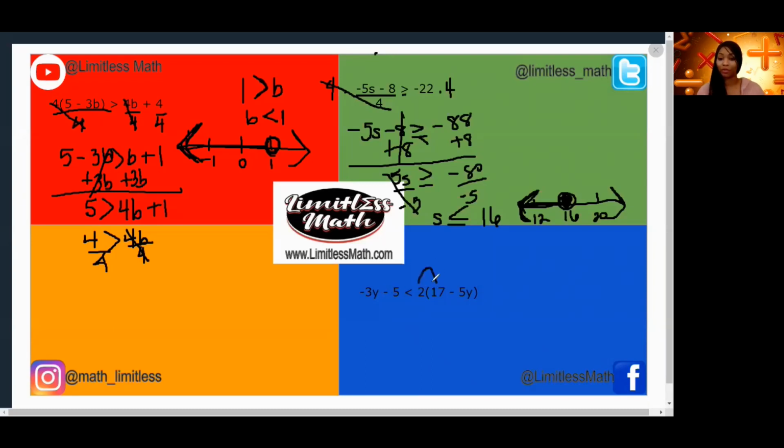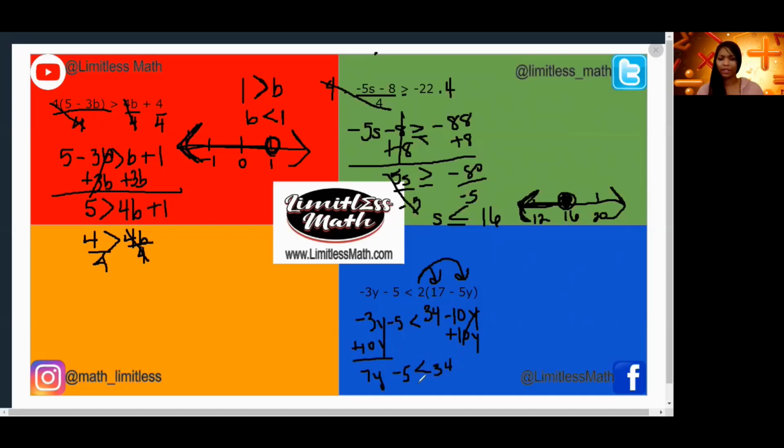So we're going to go ahead and distribute this time. 2 times 17 will give us 34, and then 2 times negative 5 is negative 10y. Negative 3y minus 5 over here. And so now both sides are simplified. We want to combine the y's. So I'm going to go ahead and move this negative 10 over by adding 10y to both sides. So those will cancel. A negative 3 plus positive 10 would be 7y. Minus 5 is less than 34.